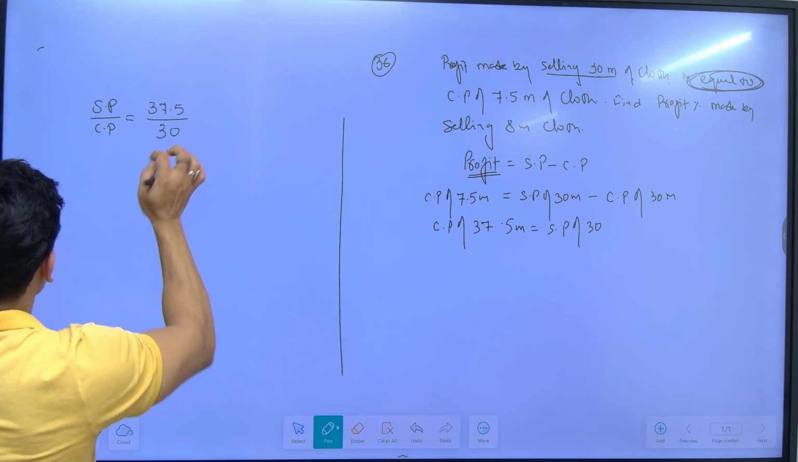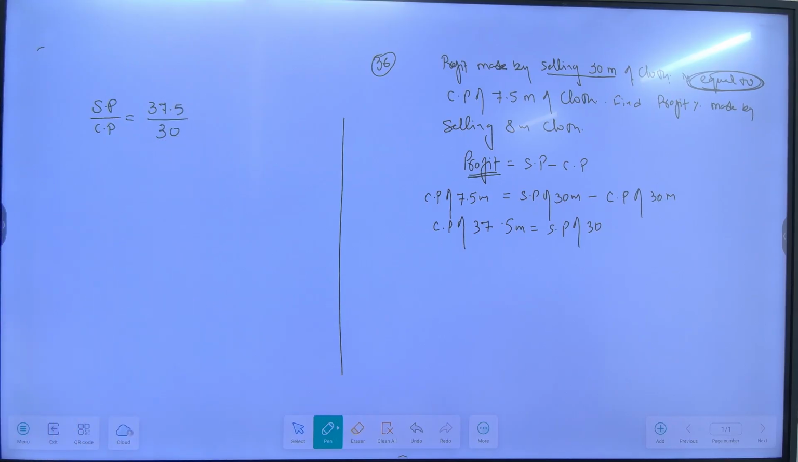30. Any doubt? But this is of 37.5 meters, that is of 30 meters. So we should compare. There is a profit, the question says that. This part is clear? Okay.